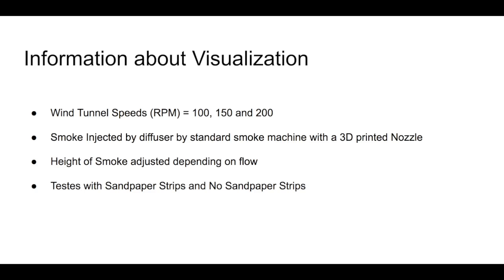The wind tunnel was run at 3 different RPM values for FlowViz: 100, 150, and 200. Smoke was injected through the diffuser using a standard smoke machine with a 3D printed nozzle with a slit in it. The height of the smoke was adjusted to assure that the flow being visualized crossed over the cylinder.